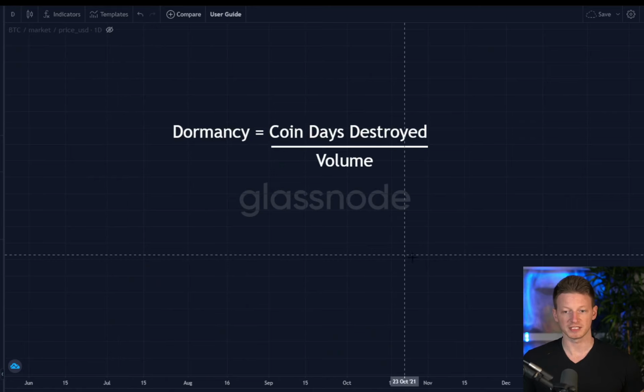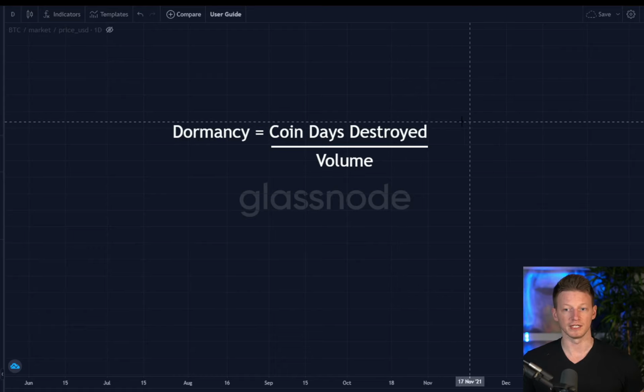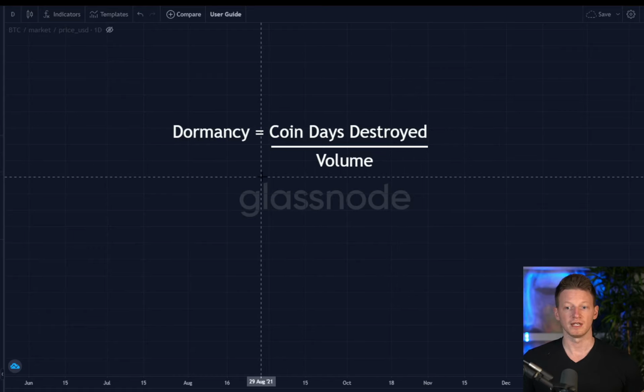So if you remember from yesterday, we talked about dormancy. Dormancy is the number of coin days destroyed over volume. And remember, a coin day is each day that a Bitcoin sits in a wallet, it accrues one coin day. So if a Bitcoin sits in a wallet for 100 days without moving, it accrues 100 coin days.